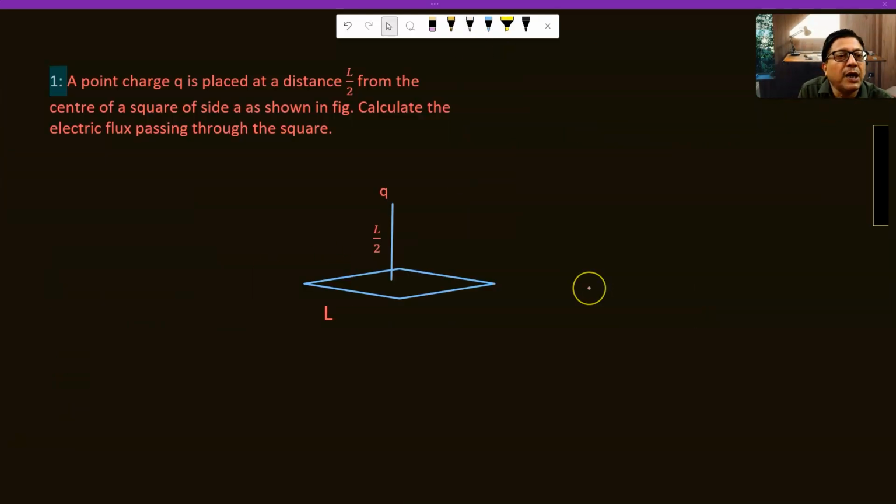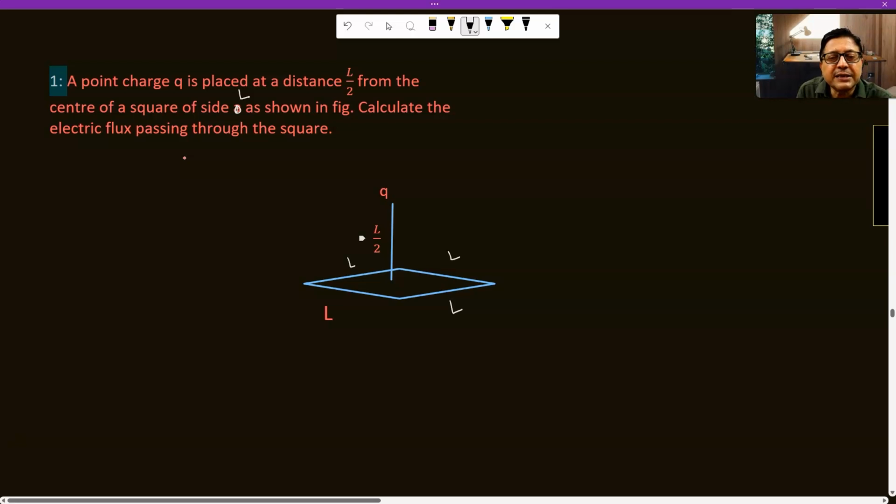Next problem: charge Q is placed at a distance L by 2 from the center of a square of side L, as shown in the diagram. This is the square plate. To get a three-dimensional view, I have kept it in this manner. So from the center of the square plate, at a distance L by 2, a charge Q is placed.